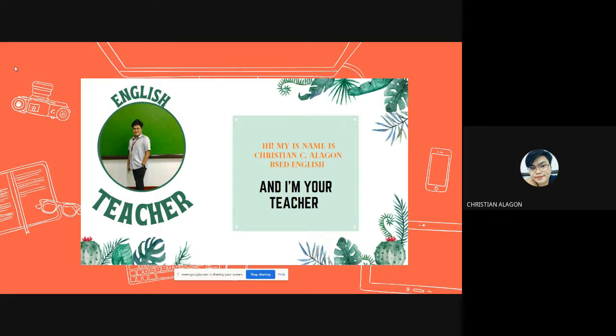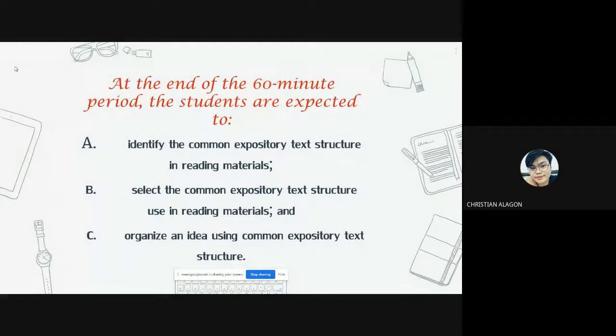Let's dive into our topic for today. At the end of the 60-minute period, you are expected to identify the common expository text structure in reading materials, select the common expository text structure used in reading materials, and organize an idea using the common expository text structure.